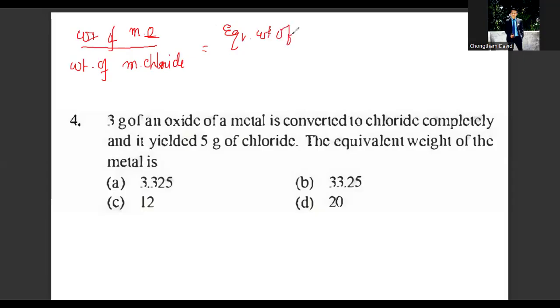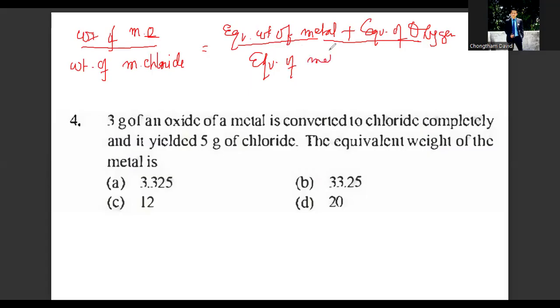equivalent weight of metal plus equivalent weight of oxygen. So take the sum of these two and divide by the equivalent weight of the metal plus equivalent weight of chloride. This will be the answer for this.